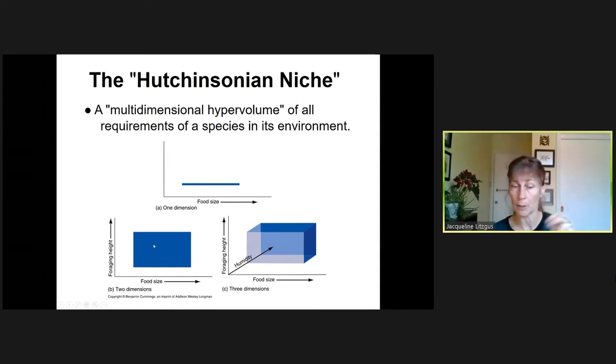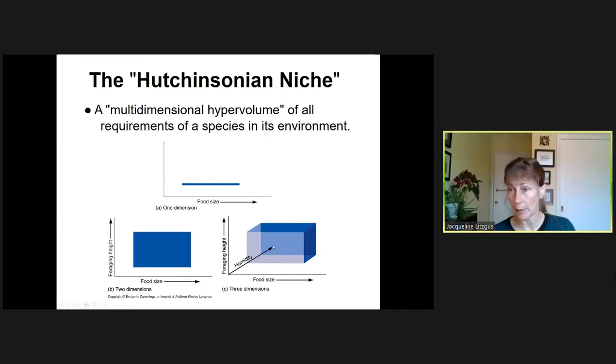So now we have a two-dimensional niche described for this species, right? So we know that this is the food size and this is the foraging height. So it gives us this rectangle shape where fitness is highest. Okay, and then we can even add a third one. So now we get really to that multidimensional hypervolume.